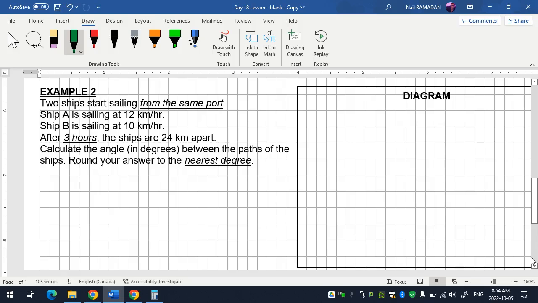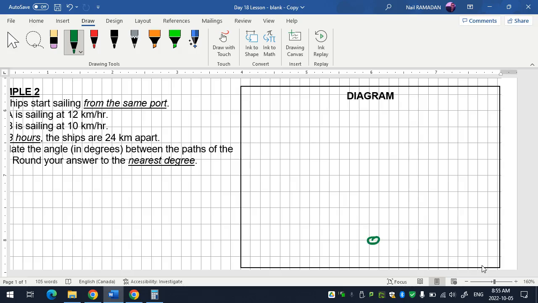The biggest mistake that people do is this. Again, everyone, don't copy this. They will sketch the diagram this way. They will say, okay, here is the port, let's call it capital P. Ship A is going to the right. Ship B is going to the left. And this is the distance between them.